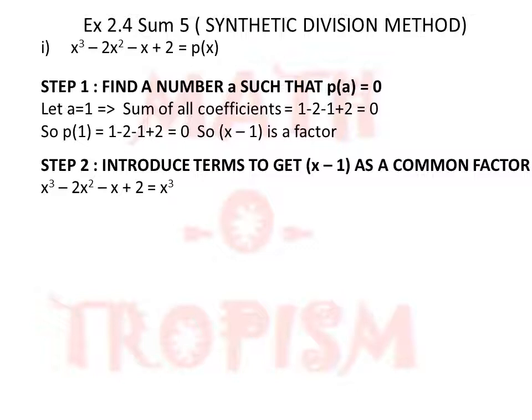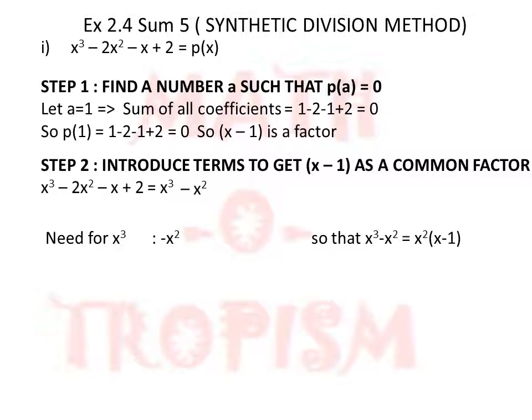Next, I need to find what term I should put so that I can get x minus 1 as a common factor along with x cube. If I put a minus x square term, then x cube minus x square will have an x square term common which I can take outside, and the balance remaining term will be x minus 1, which is the common factor I need. So I write a minus x square after the x cube term.